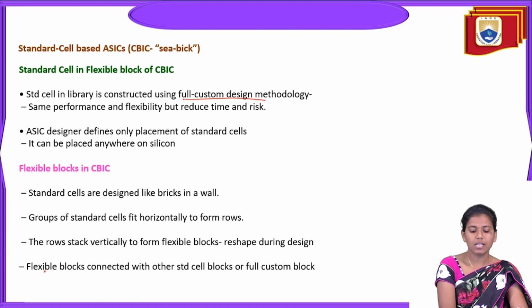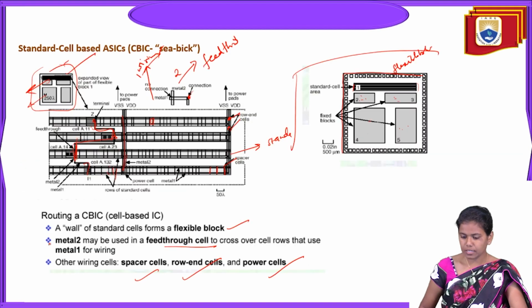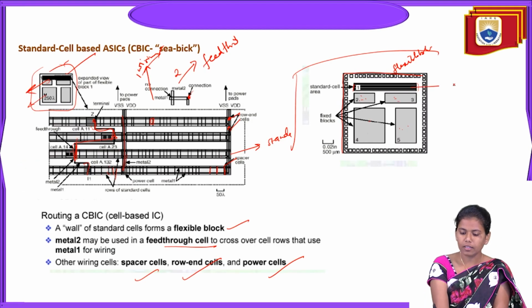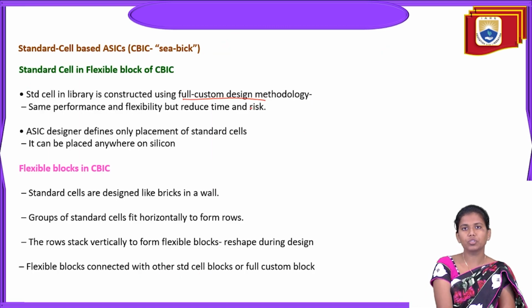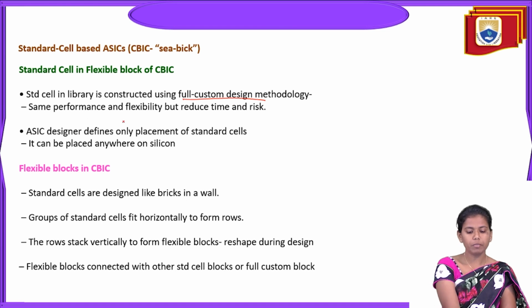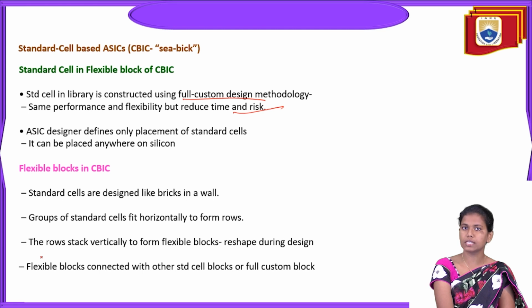So here, this is a standard cell, right? This standard cell is constructed with the help of full custom design methodology. And then same performance and flexibility but reduced time and risk. So why we are going for full custom is the performance is same. When you compare the full custom and semi-custom, we see in both the performance is same, but the risk is less.